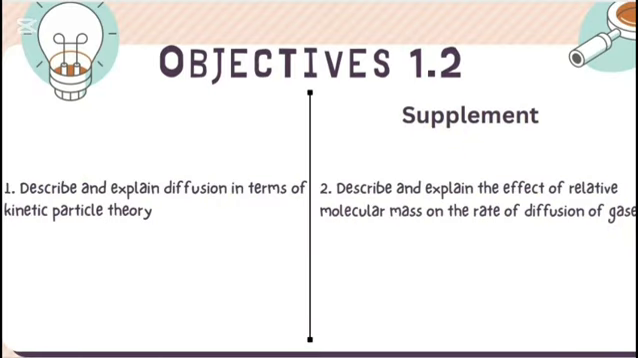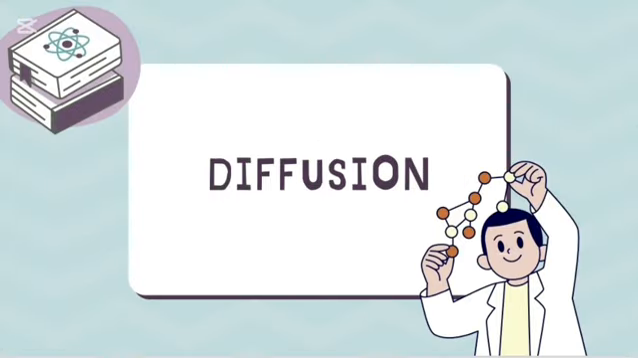Congratulations, we have finished 1.1. Moving on to 1.2. 1. Describe and explain diffusion in terms of kinetic particle theory. 2. Describe and explain the effect of relative molecular mass on the rate of diffusion of gases.